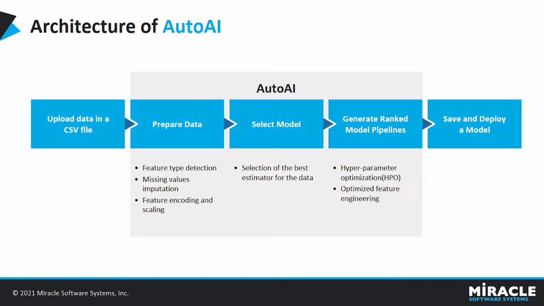Architecture of Auto AI. As discussed, using Auto AI, one can build and deploy machine learning models with sophisticated training options. There's no coding required to build your models. Most of the work will be done by this tool. The diagram here depicts the basic architecture of Auto AI.